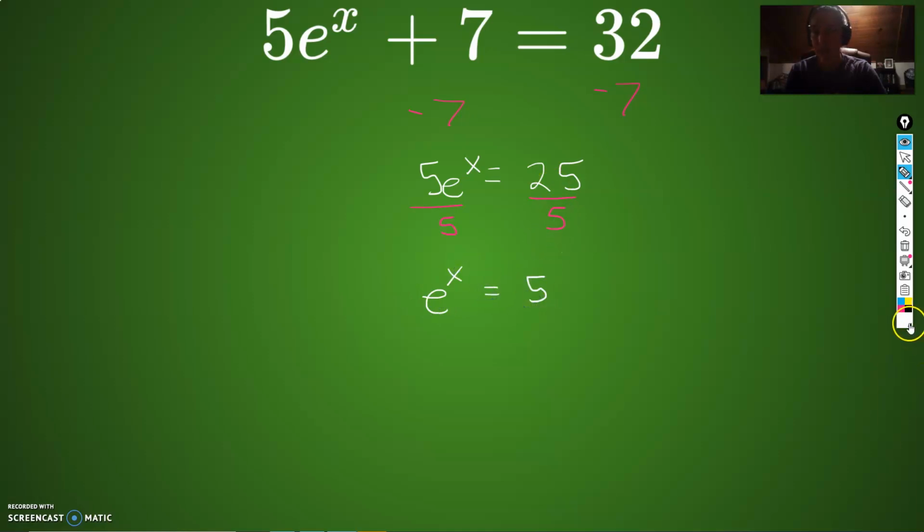Okay, what do we do now to get the x out of there? What is the inverse of e? It's ln. So we're going to ln both sides. When we ln both sides, inverse, so x will just drop out. The right side is going to be ln of 5, and ln of 5 evaluates on a calculator to 1.61, rounded, 0.61. Alright, and done with that one.